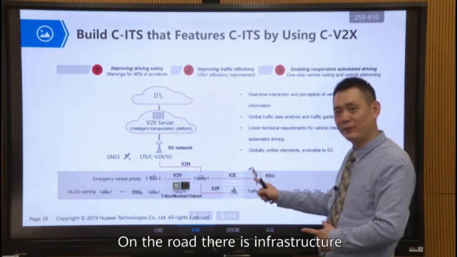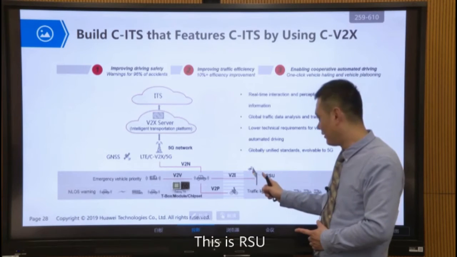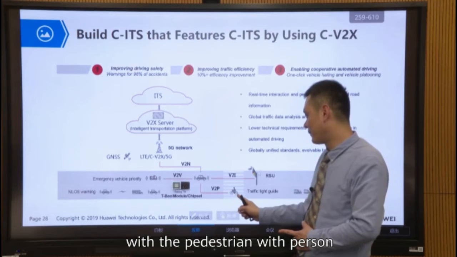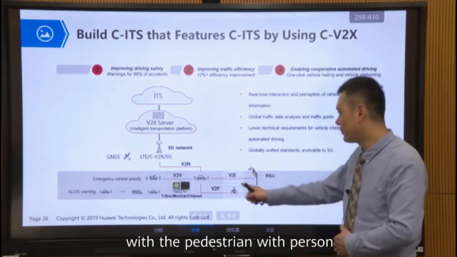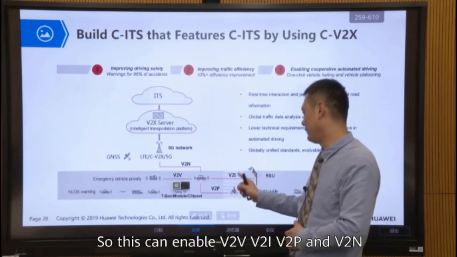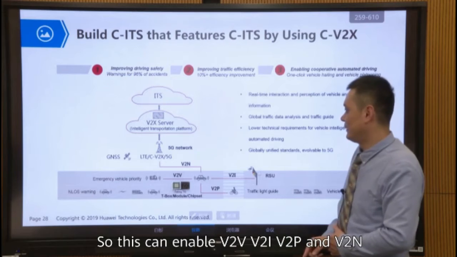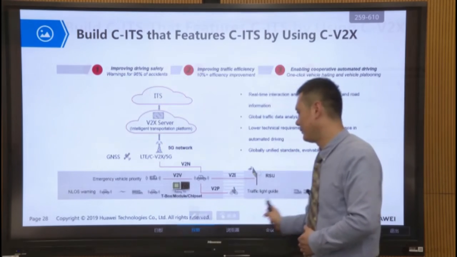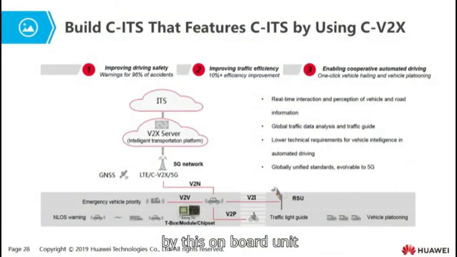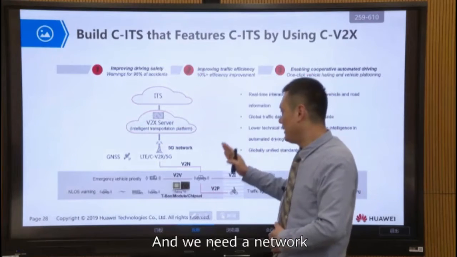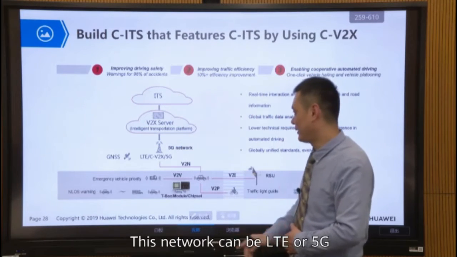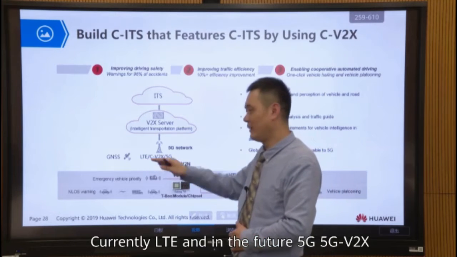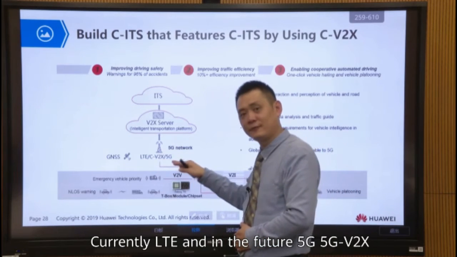On the road, there is infrastructure. This is RSU, the camera. And it can also communicate with the pedestrian, with person. So this communication is V2V, V2I, V2P, and V2N. So this communication is realized by this onboard unit. This part is clear. And we need a network. This network can be LTE or 5G. Currently, LTE. In the future, 5G.